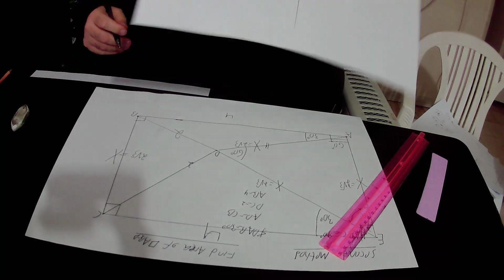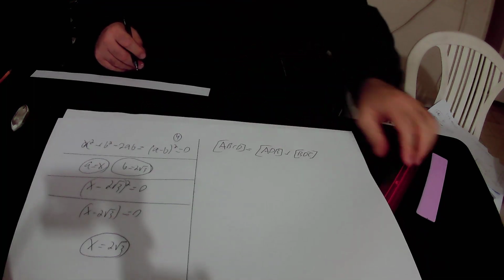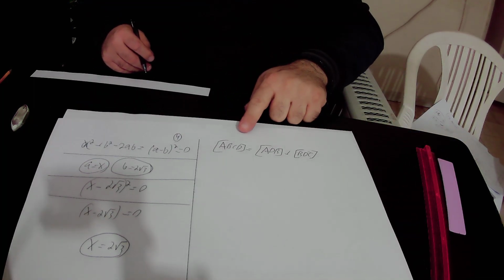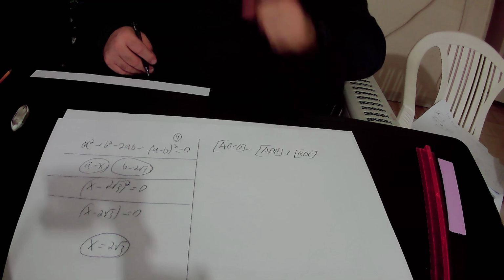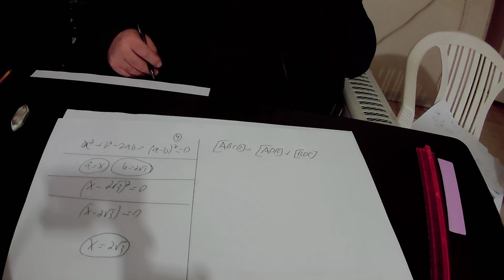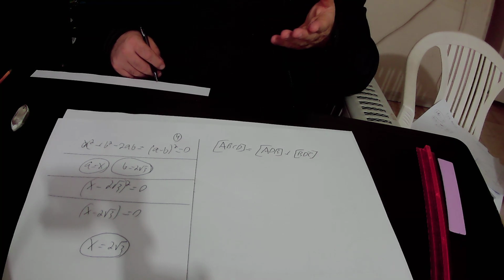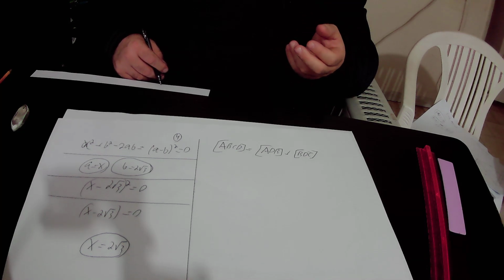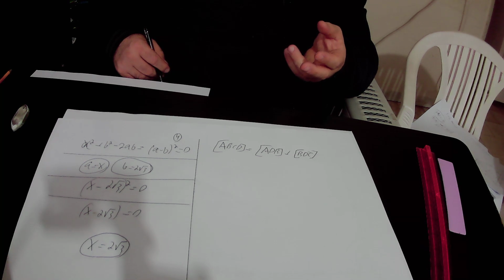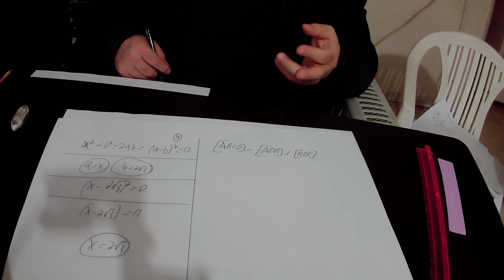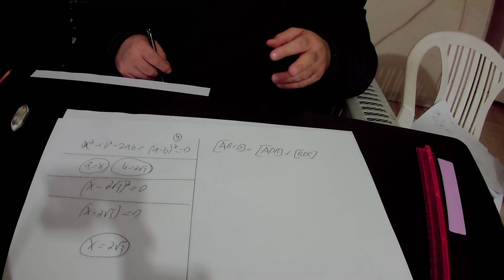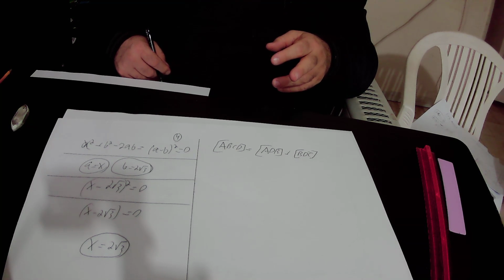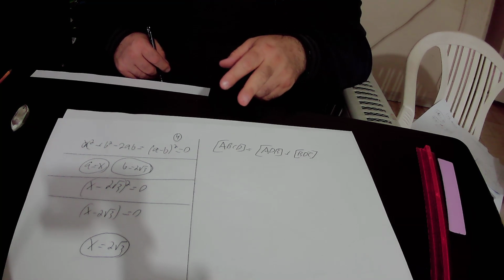I will repeat again. The area of quadrilateral ABCD is composed of 2 triangles, therefore the area of quadrilateral ABCD will be the sum of the areas of the 2 triangles that it is composed of.